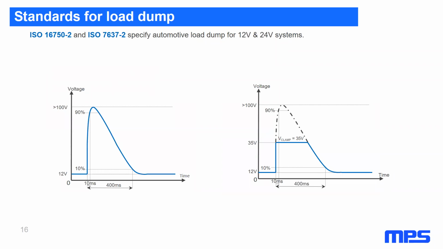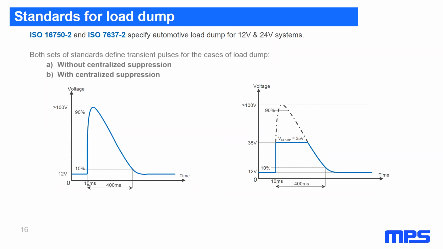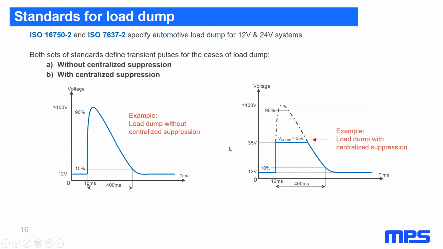ISO 16750-2 and ISO 7637-2 specify automotive load dump for 12 and 24 volt systems. Both sets of standards define transient pulses for the cases of load dump, where there is no centralized suppression, as shown on the left-hand side, or with centralized suppression, as shown on the right-hand figure. In this example, the voltage transient is clamped to 35 volts to reduce the peak energy seen by the loads.